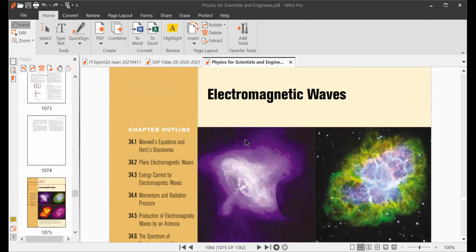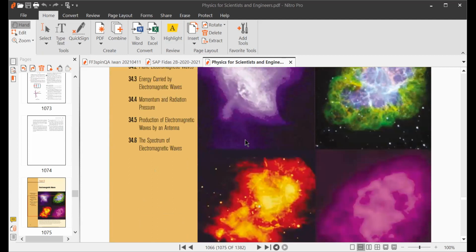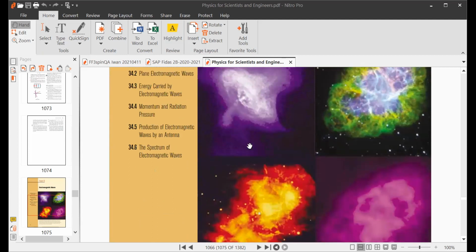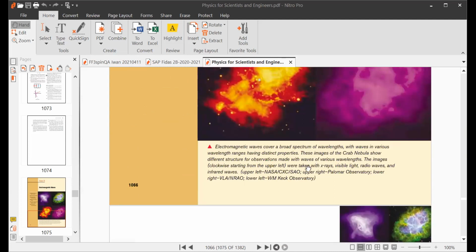Okay, so how do you recognize this picture? Do you know anything about this picture? Hello? Anyone? Anyone recognize with this picture? Know about this picture? Is it a nebula, sir? Yeah, exactly. This is the nebula. Okay. This is the nebula, okay?